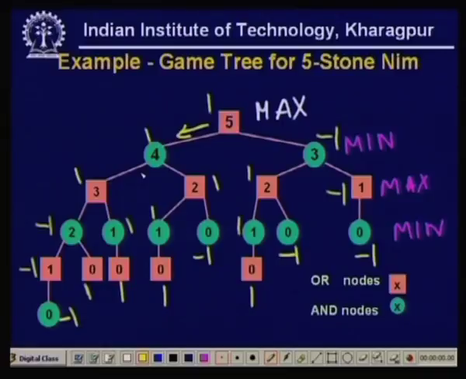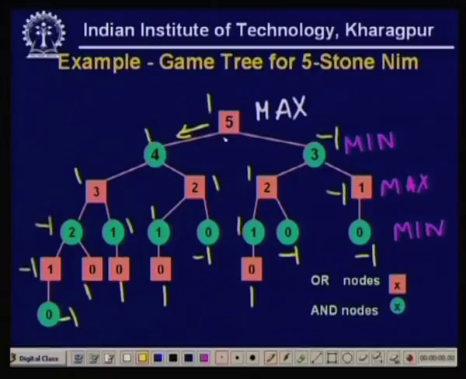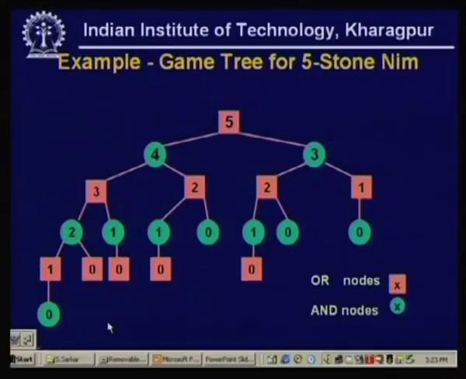Okay. So, you see at the max nodes, the max player needs to consider only the best move. At the min node, it must consider all possibilities, and it must make sure that for all ways in which min could move, max still has the best value. So, these min nodes can also be looked upon as AND nodes and the max nodes as OR nodes.